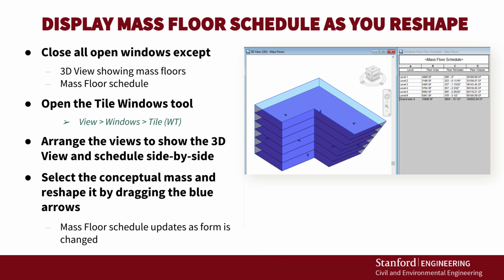Then you can select the conceptual mass in the 3D view and reshape it by dragging the blue arrows in and out to reshape and reform that mass. And then as you reshape and reform that mass, notice how the mass floor schedule updates as the form is changed. So you always have an accurate report on just how much floor area and volume you're creating within that building as you fine-tune and arrive at your final shape.